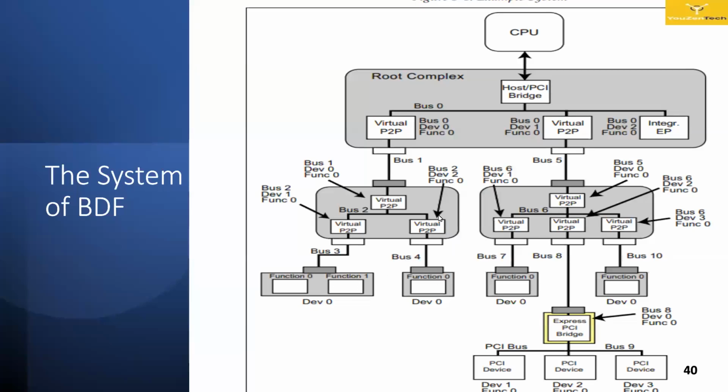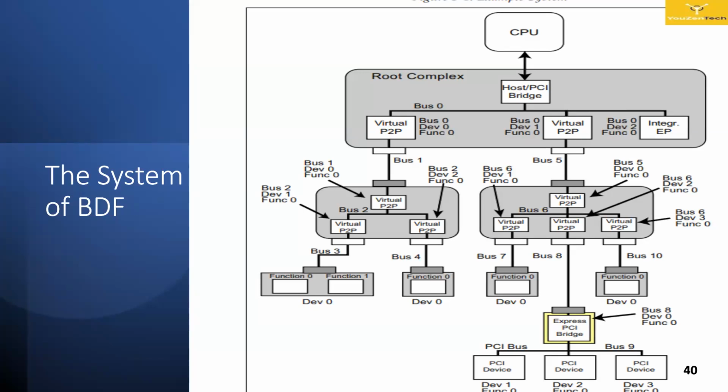And this port is connected to another device which has function 0. So this is P2P, when I say this is the bridge. Every device and every bridge in the topology will have a bus number, device number, and function number. So this is the way how.